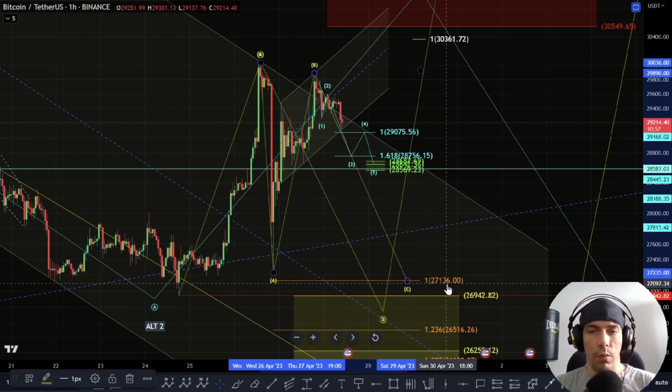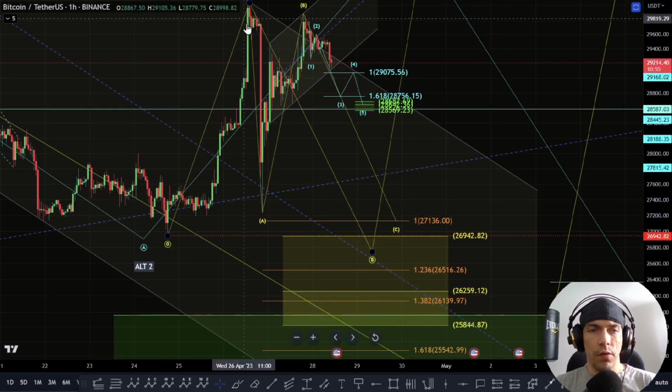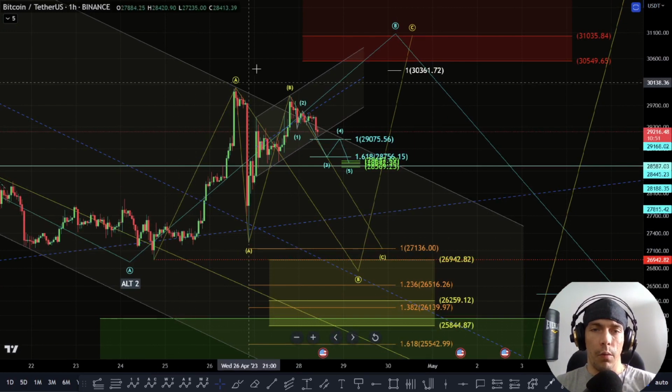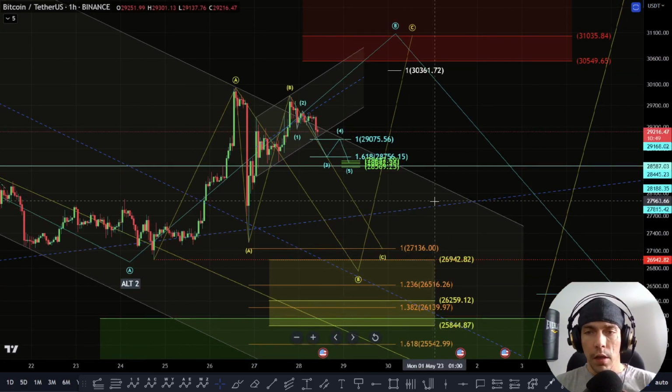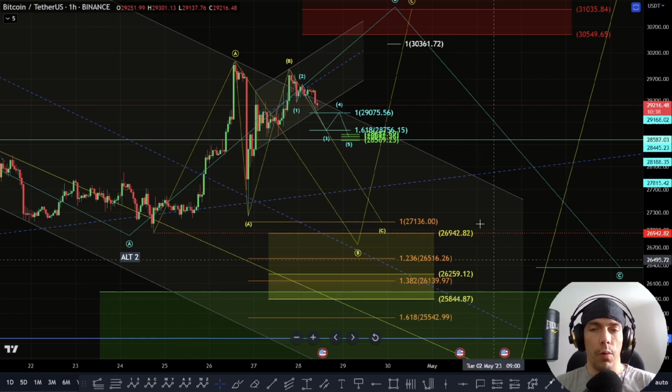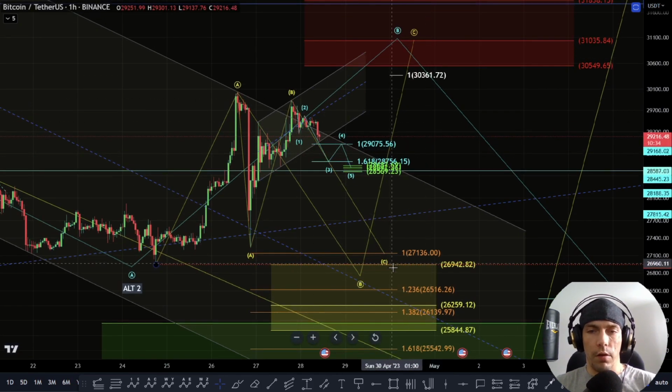The one-to-one of that C wave would bring us down to this zone of 27,136. Now if this is, however, forming a bigger flat correction, where this is A, B, and C, common targets would be from this 26,942 all the way down to this 25,844 area. So this is something we'd have to look out for in case we start to break down in a bigger way.